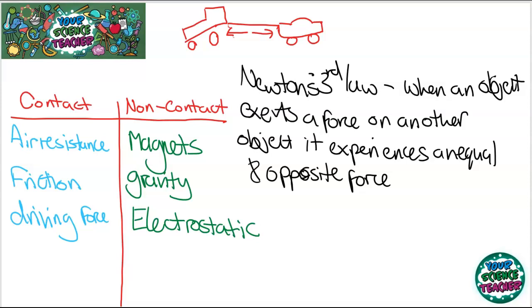Up here I've got an example of a tractor pulling a car out of the mud. And for the tractor to be able to pull the car out of the mud, the force of the tractor on the car needs to be greater than the car on the tractor for it to move. The equal and opposite force here will be the force of the tractor on the mud being equal to the force of the mud on the tractor.